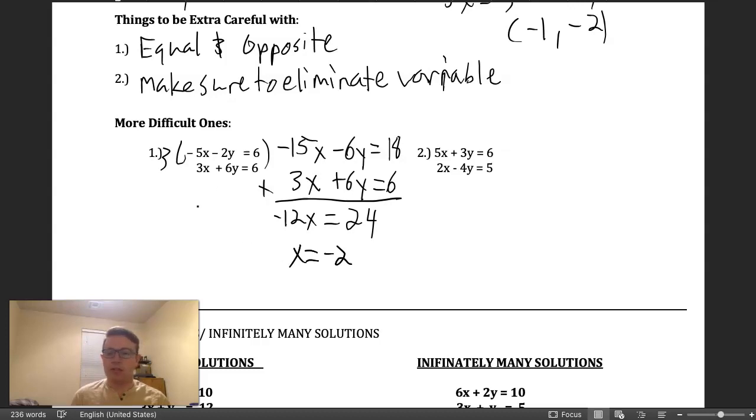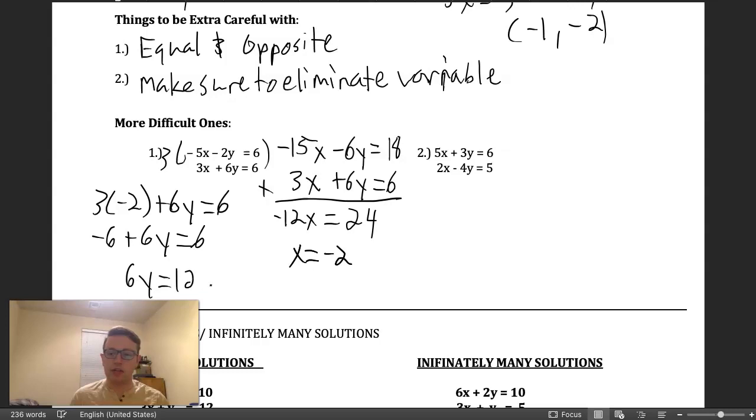Okay, from here, we just substitute that back in. I'm going to go with the bottom one for no particular reason here. So we're going to get 3 times minus 2 plus 6y is equal to 6, or minus 6 plus 6y is equal to 6, which we can simplify to 6y is equal to 12, or y is equal to 2. So those would be our answers, minus 2 and positive 2.